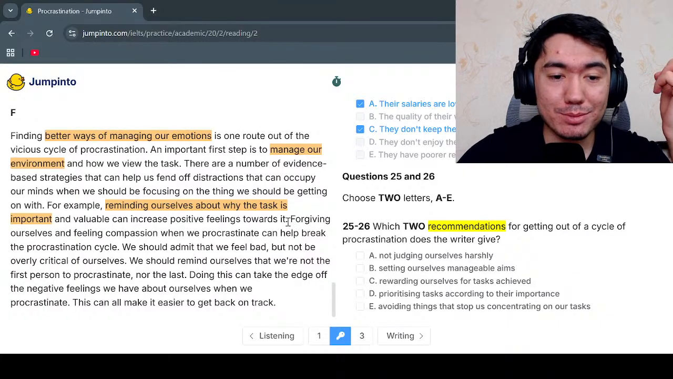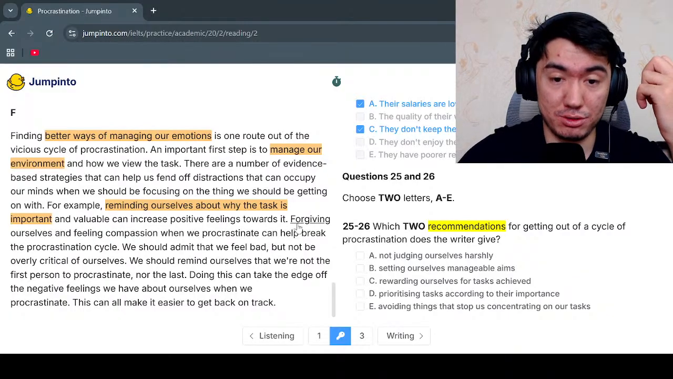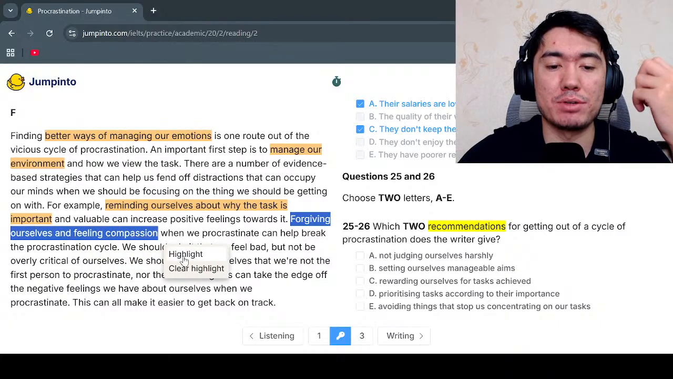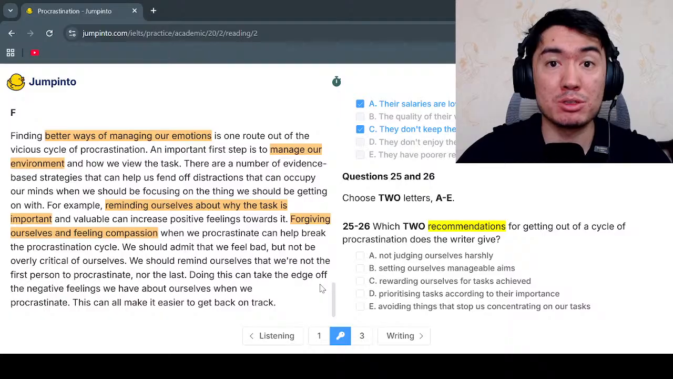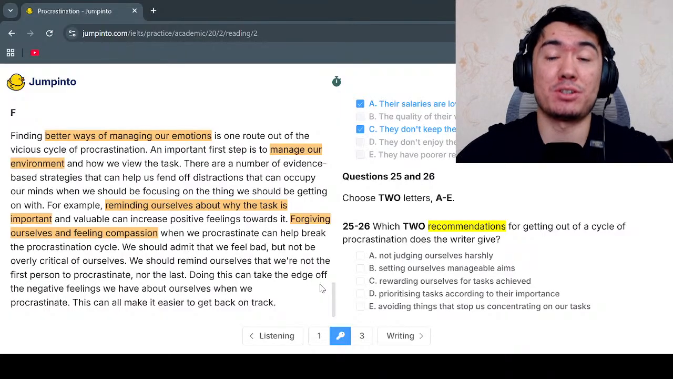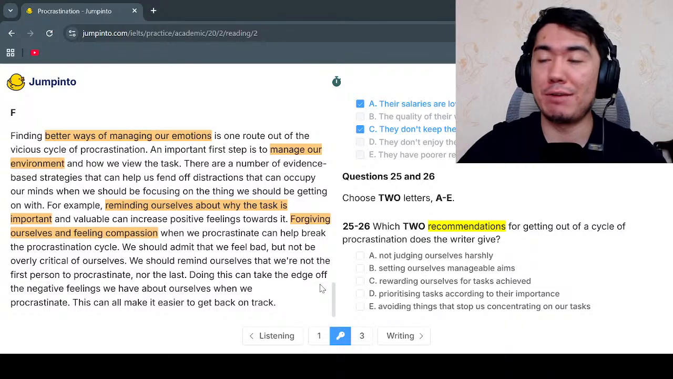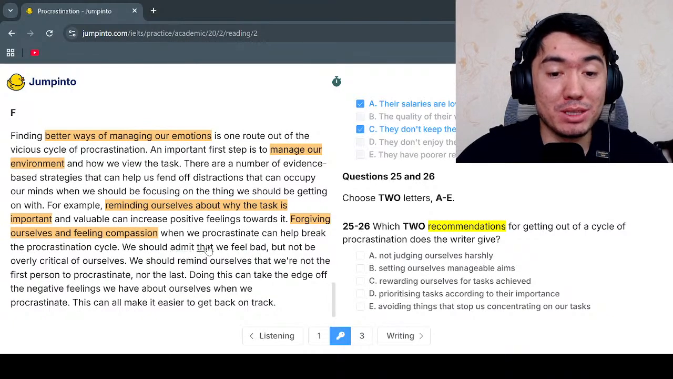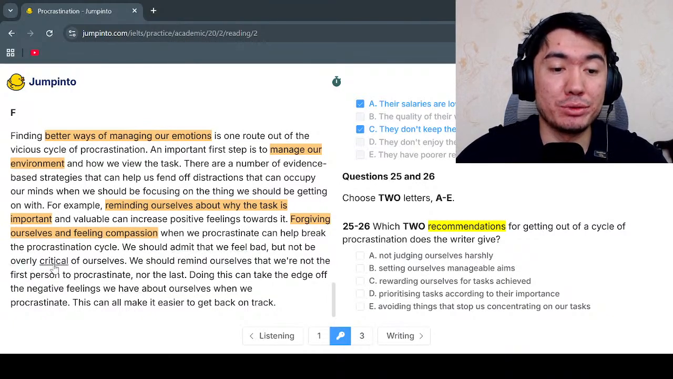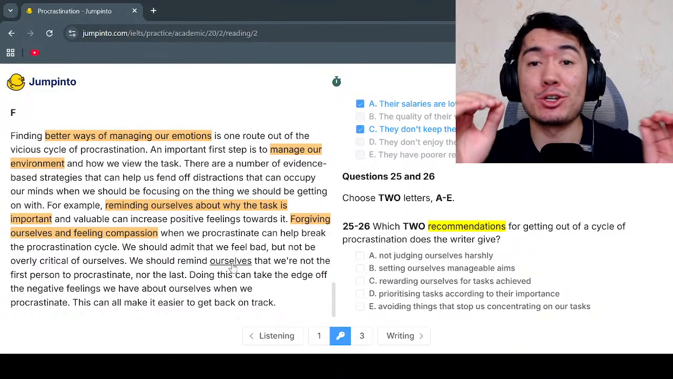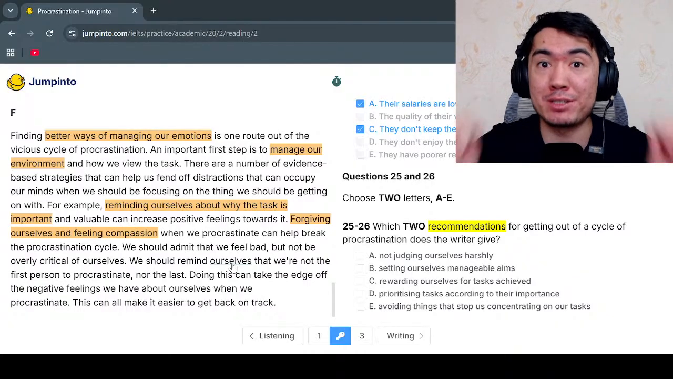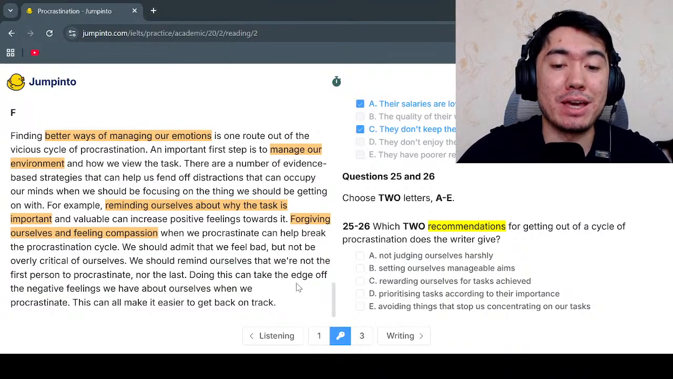Forgiving ourselves and feeling compassion can help break the cycle. So we should also be forgiving. Like whenever you're feeling guilty that you're spending too much time on social media, just forget it. Forgive yourself, right? It's okay. Everybody else is doing it. We should admit that we feel bad and not be overly critical of ourselves. We should remind ourselves that we're not the first person to procrastinate. Exactly, right? You're not the first person, you're not the last person. Literally every single person on earth procrastinates. Doing this can take the edge off the negative feelings.